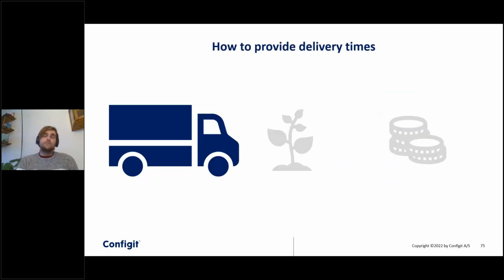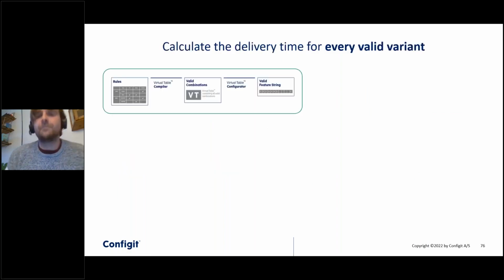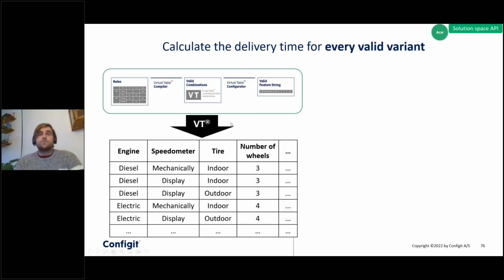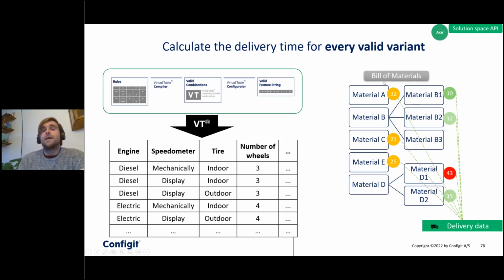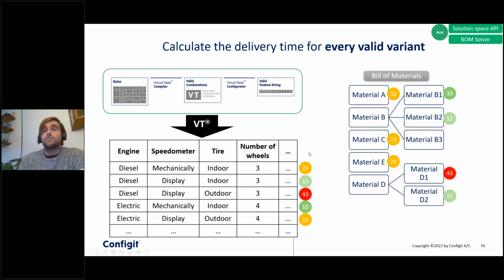How could we calculate the delivery times for every valid variant? Again, we use the VT technology to calculate the whole solution space. On the other hand, we have the bill of materials, and we have the delivery data on every material. So this is now the delivery time. With this data, we know that material B1, for example, needs 10 days for delivery and material C 21 days. With the BOM solver, we could go through the bill of material and sum up all the delivery times, or find the maximum delivery time, for a given configuration.